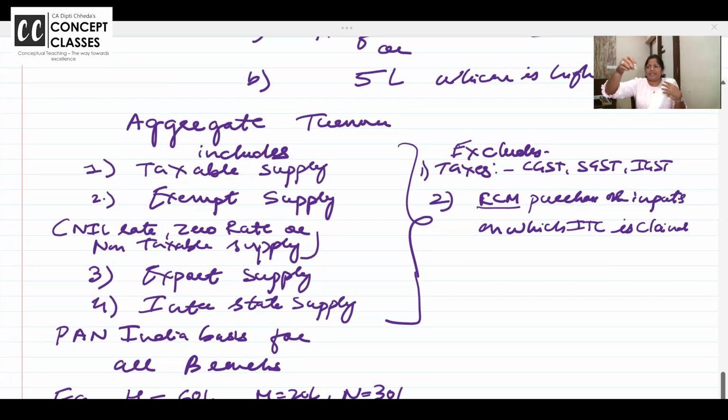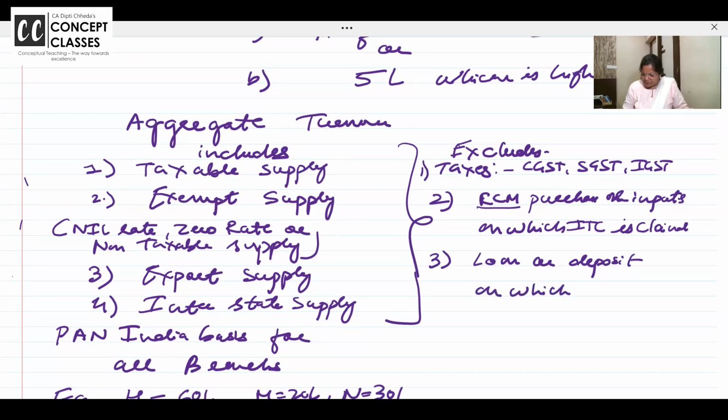So this I have sold intrastate. This I have sold interstate. This I have sold exempted. In all these also I have paid the tax left hand side, but I'm taking. But on RCM, if I have paid the tax, I'm not taking. You know why I'm not taking? Because on that ITC I'm claiming, and that's my purchases. So remove it. And the third one to be removed is loan or deposit on which interest is received. You know, interest income is not taxable under GST.